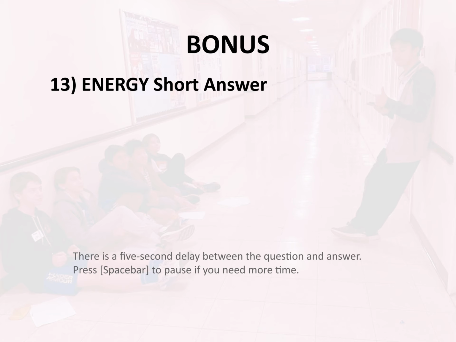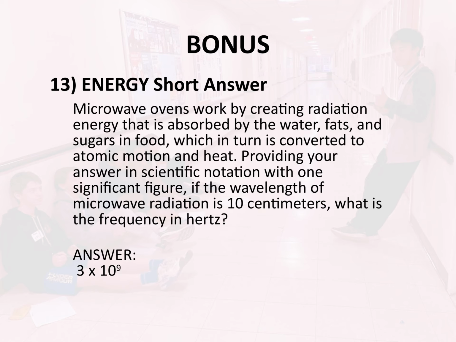Bonus 13. Energy. Short answer. Microwave ovens work by creating radiation energy that is absorbed by the water, fats, and sugars in food, which in turn is converted to atomic motion and heat. Providing your answer in scientific notation with one significant figure, if the wavelength of microwave radiation is 10 centimeters, what is the frequency in hertz? Answer: 3 times 10 to the power of 9.